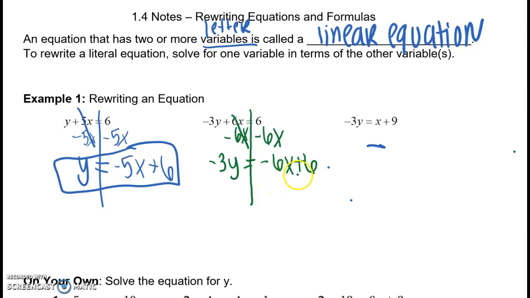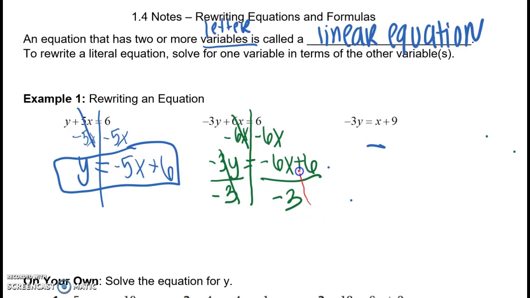I always want to put my x first because we will talk about y equals mx plus b. I think you guys have talked about this last year, but we always want to put the x first in our equation. Okay, so then we still don't have our y by itself. The y has a negative 3 attached to it through multiplication. So the opposite of multiplication is division. So I am dividing each side by negative 3.